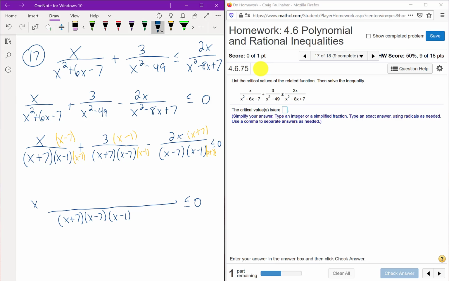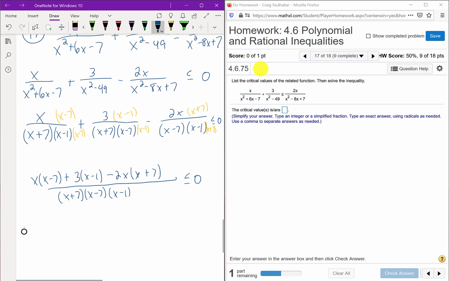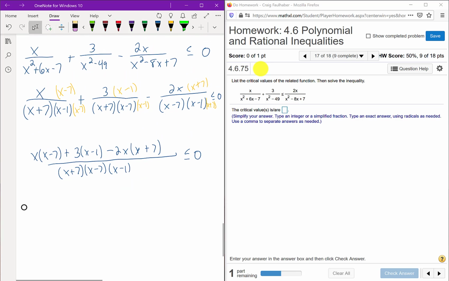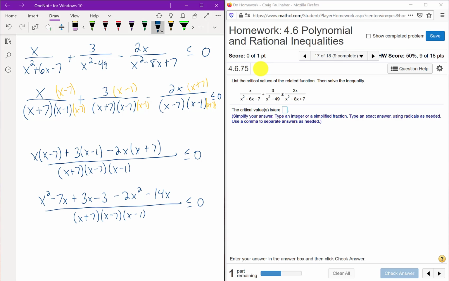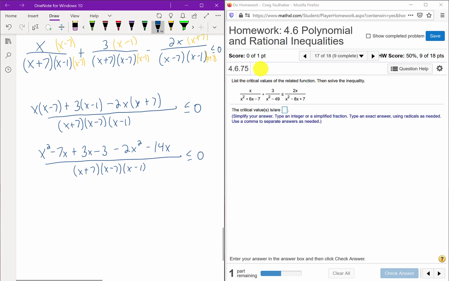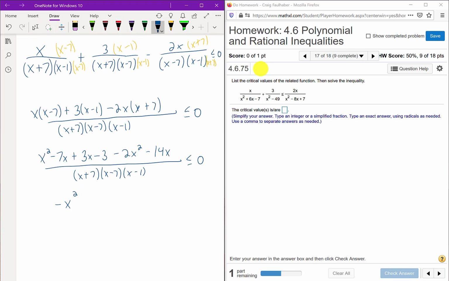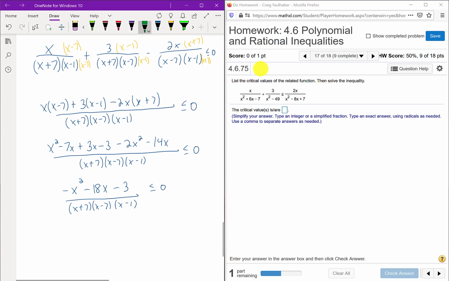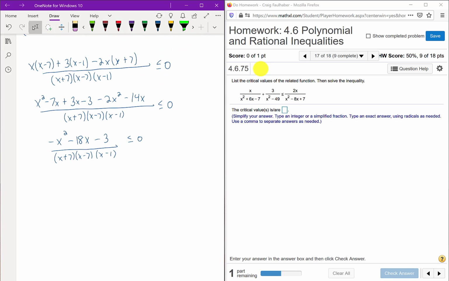Now, the numerators are going to look pretty messy at first. Fortunately, we can combine them by distributing and combining like terms. Okay, so I distributed. Let's combine all of our like terms together. And now we can start asking the question, what are the critical values of this rational function?